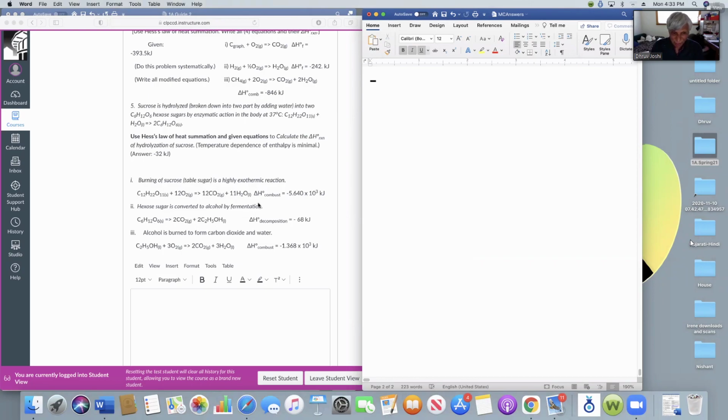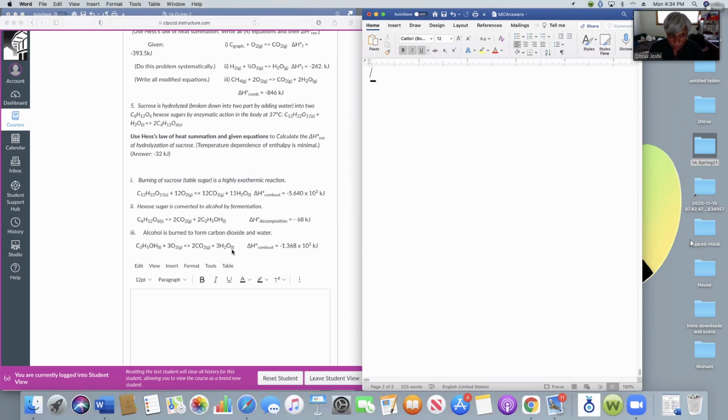So fermentation is the alcohol-making reaction. That's how alcohol is made. In the decomposition of hexose sugar, we have this much energy, the heat of decomposition of dextrose sugar. Alcohol is burned to form carbon dioxide and water, and that happens all the time. These days, some gasoline has 10% alcohol in it. That's a fair amount of energy there.